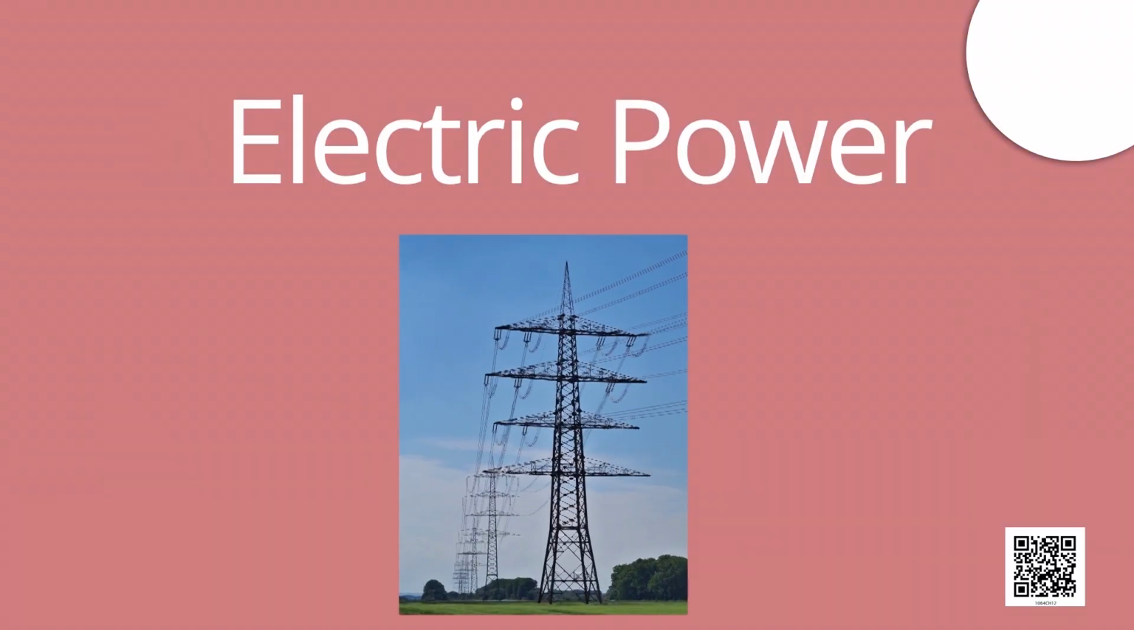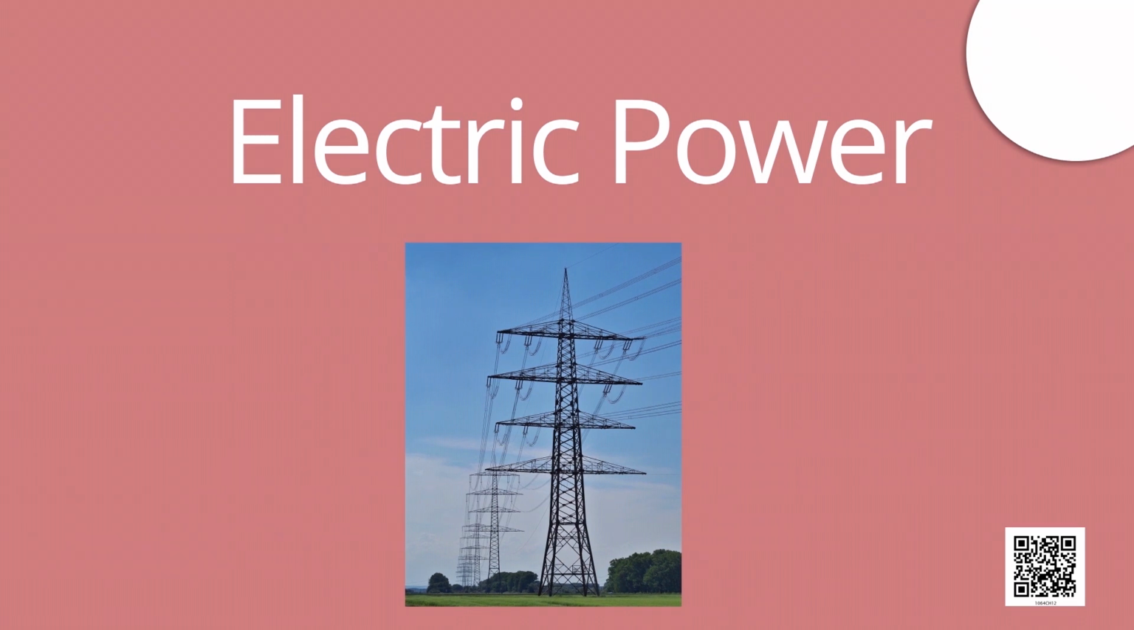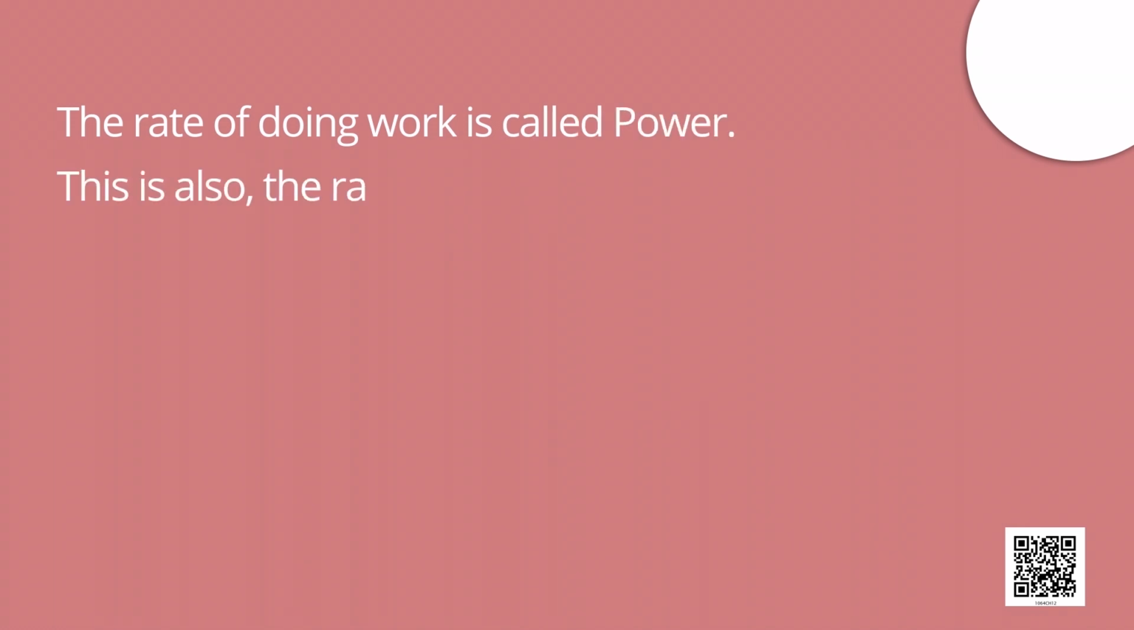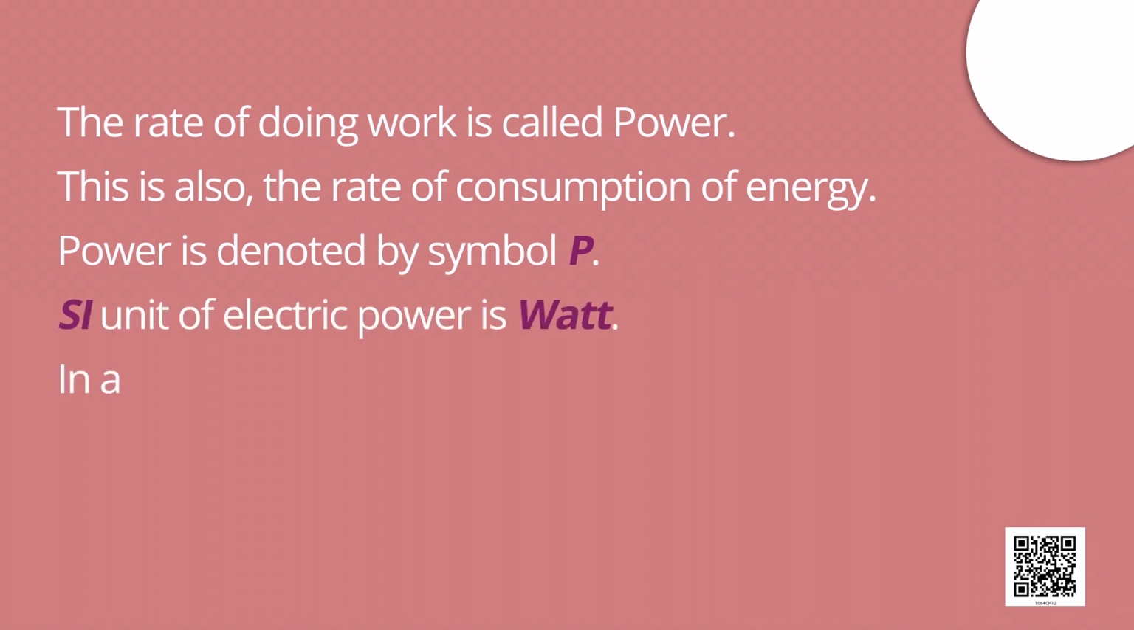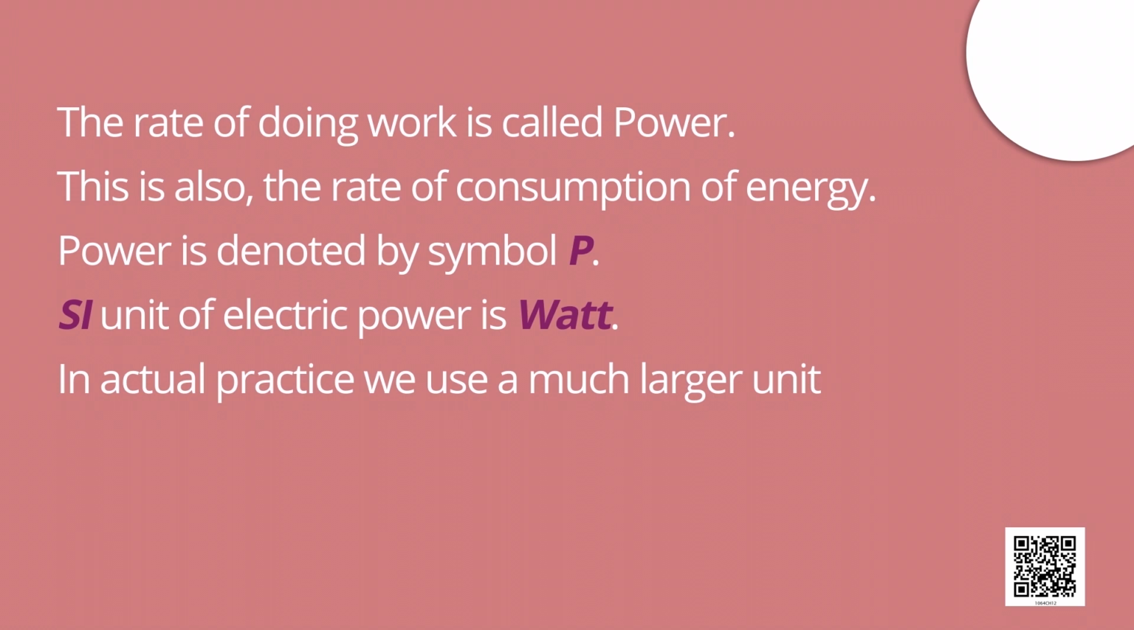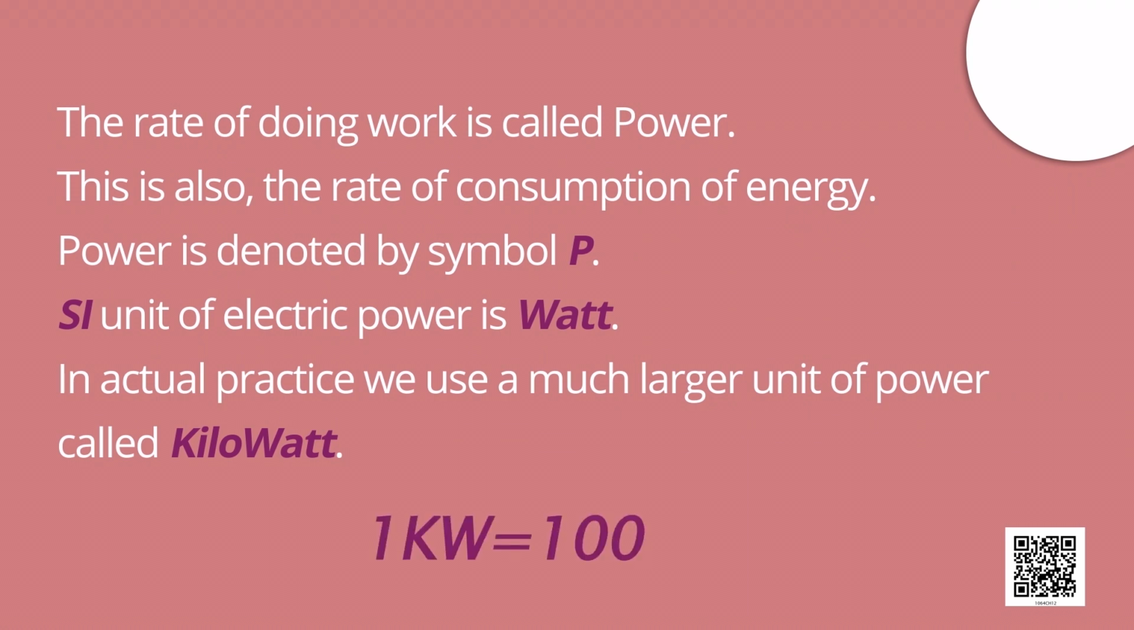Children, let us now discuss electric power. The rate of doing work is called power. This is also the rate of consumption of energy. Power is denoted by the symbol P. SI unit of electric power is watt. It is the smaller unit of power. Children, do you know that in actual practice, we use a much larger unit of power that is called kilowatt, and 1 kilowatt is equal to 1000 watts.